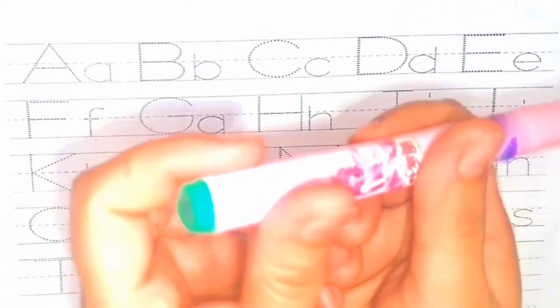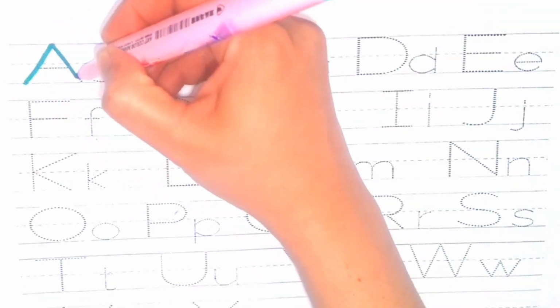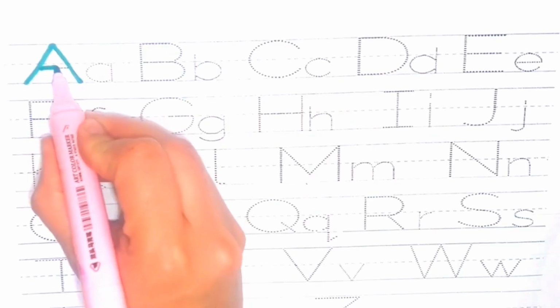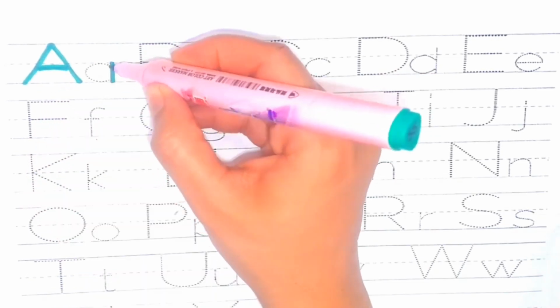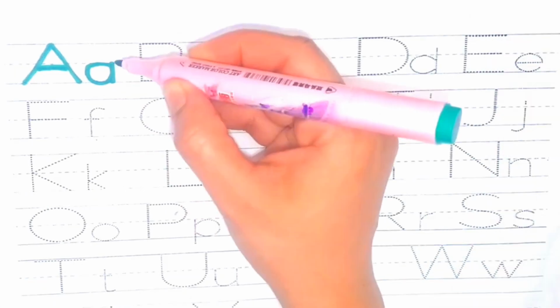Hello, kids. Let's learn capital and small letters together. Capital A, small a. A for apple.